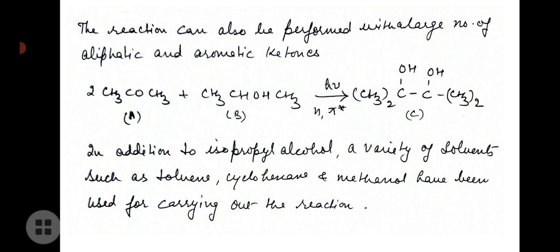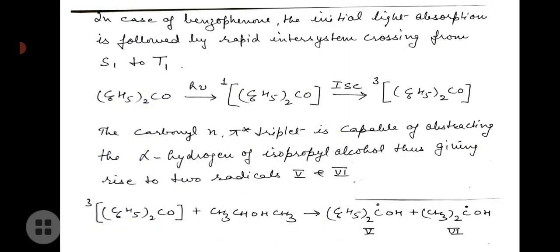Now let us study the mechanism part. In the case of benzophenone, the initial light absorption is followed by a rapid intersystem crossing from S1 to T1. You can see here in the reaction that the ground state of benzophenone absorbs light and a singlet excited state is formed. This singlet excited state of benzophenone undergoes intersystem crossing, ISC, and a triplet state of benzophenone is formed.